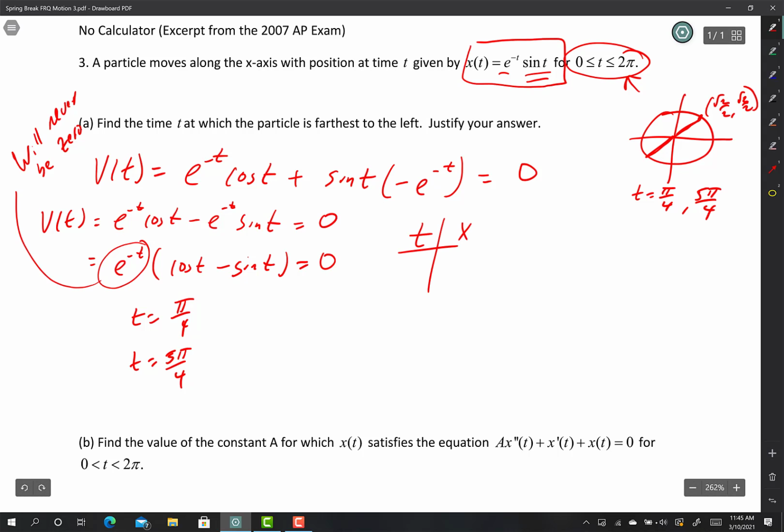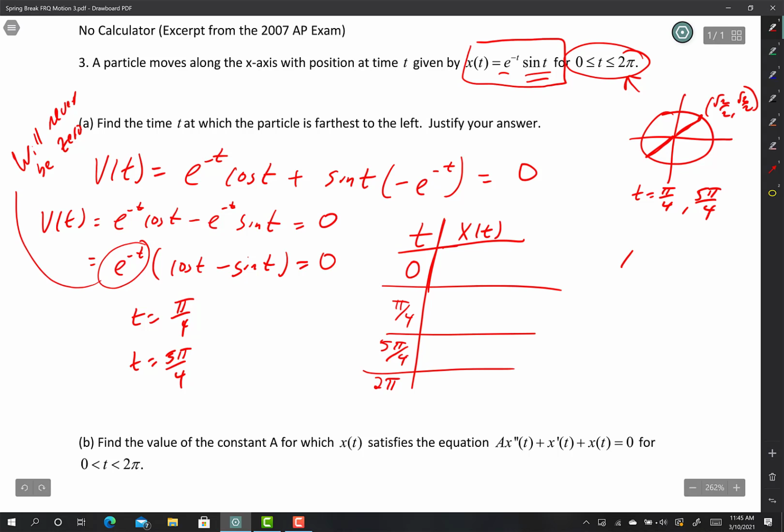T equals an x of t, because you got to check your endpoints anyways, right? So if you have a closed loop, just go ahead and make a table all the time. So let's see. I'm going to test 0. I'm going to test pi over 4. I'm going to test 5 pi over 4. And I'm going to test 2 pi. So we're looking for the one that is furthest left.